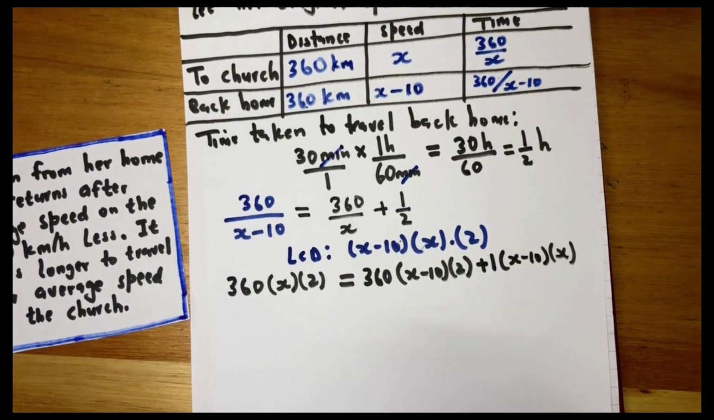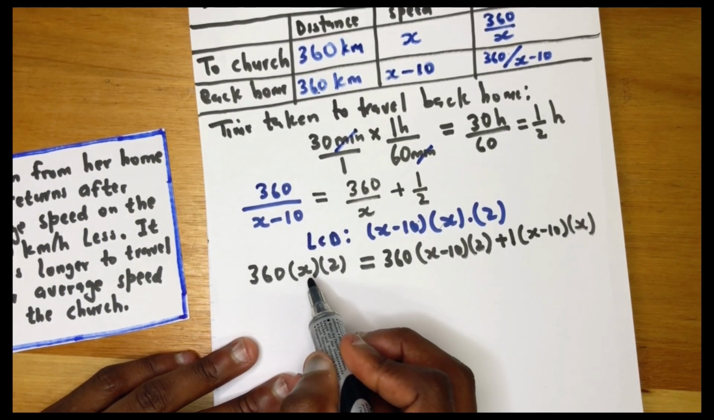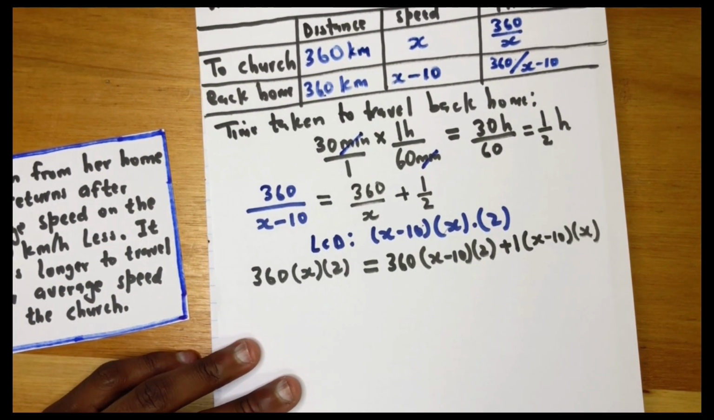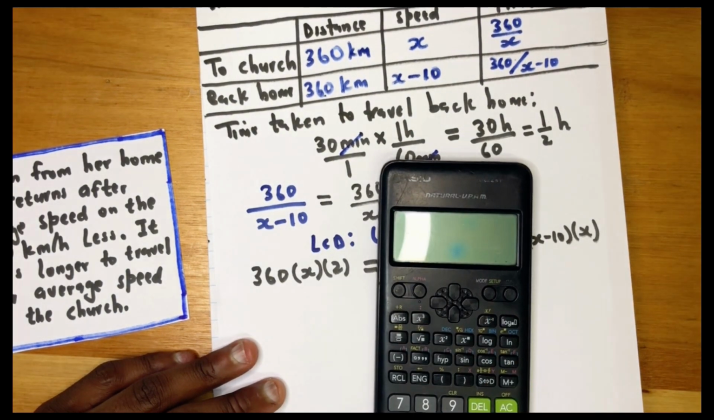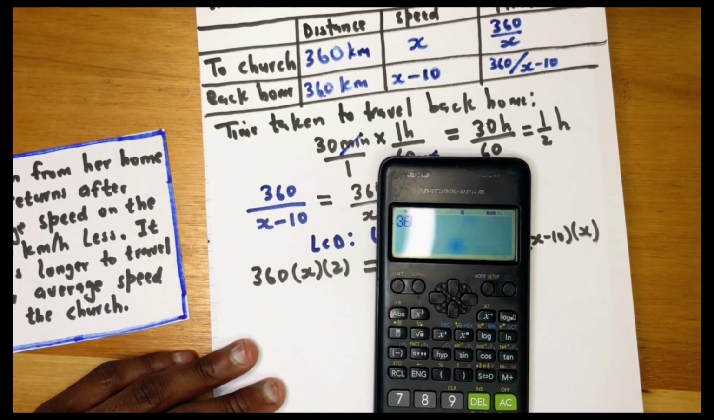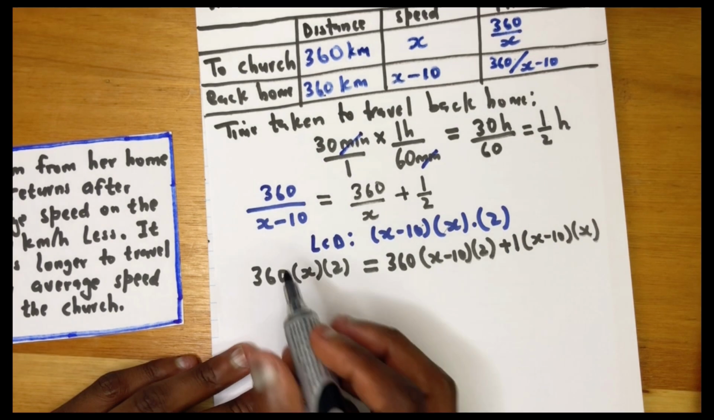All right, so now we have 2 times x is 2x. Then we say 2 times 360. What do we get? We get 720x here.